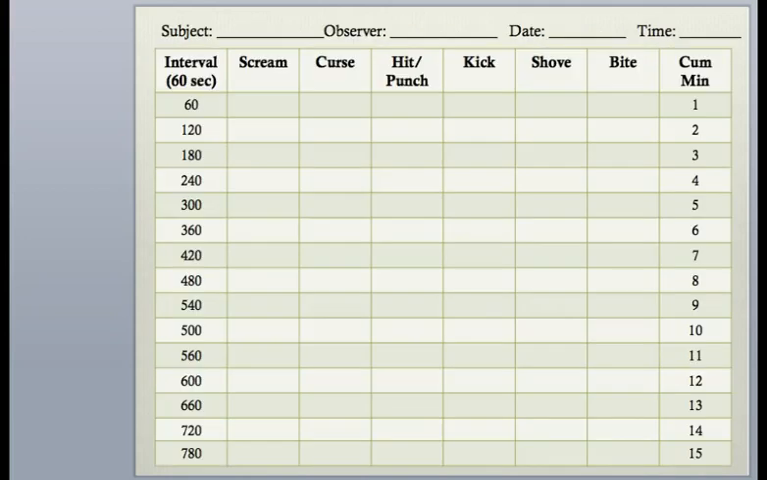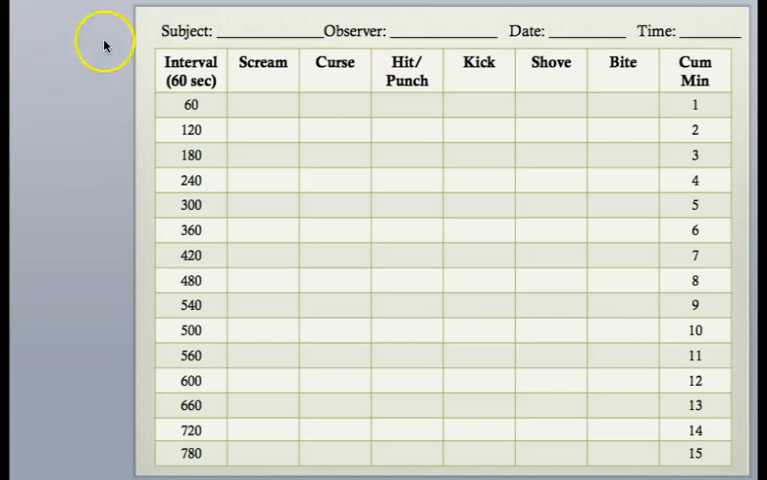Here's another example. This is one with 60-second intervals. I have who is the subject or the client, you, the observer, the date, and the time that this observation takes place. These demographics could be elaborated. You can have more information. You can have less information. This is one that doesn't have a lot of information.